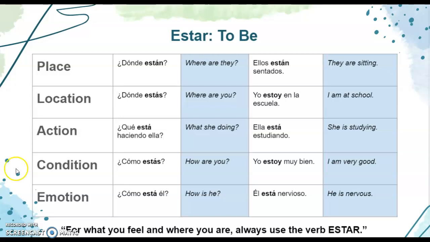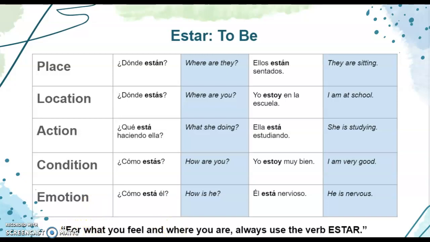I'm at school. Also for action, ¿Qué está haciendo ella? What is she doing? Ella está estudiando. She is studying. Also for condition, ¿Cómo estás? How are you? Yo estoy muy bien. I am very good. And emotions. ¿Cómo está él? How is he? Él está nervioso. He's nervous.